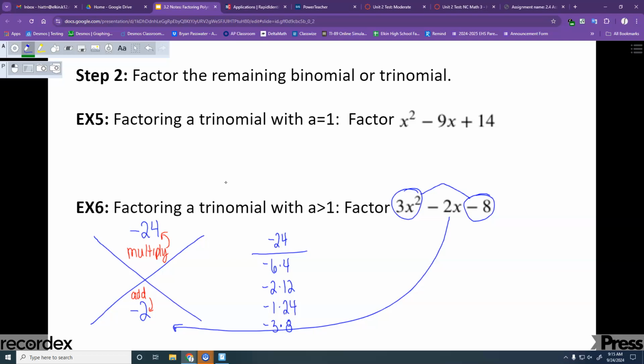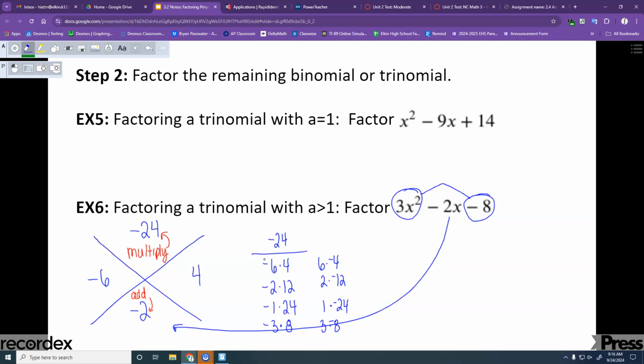So, when I do that, I want to look for the ones that add up to give me negative 2. And I also could have, I guess I should list these. I could have positive 6, negative 4, positive 2, negative 12, positive 1, negative 24. When you get good at this, you can just do this part in your head. You don't have to list it all out. And the negative 6 and positive 4 are the ones that give me this. So I have negative 6, positive 4.